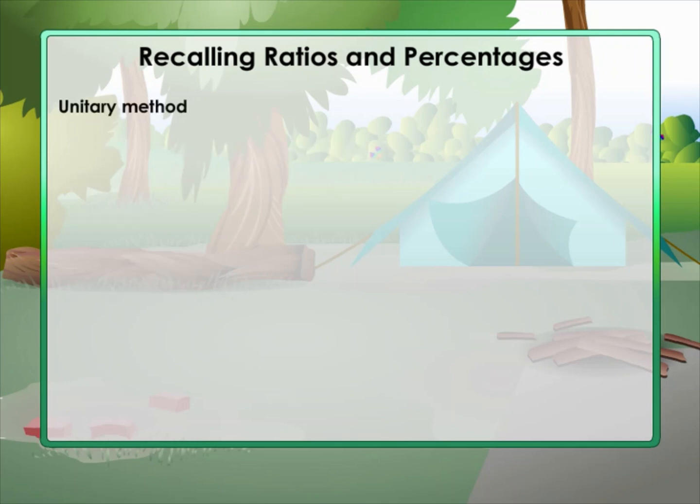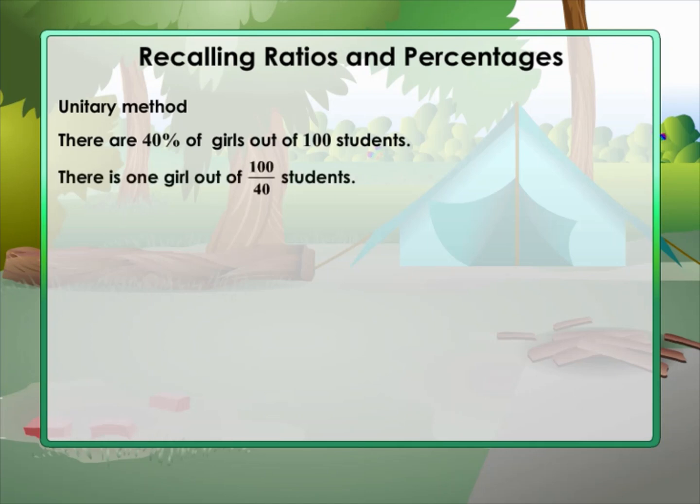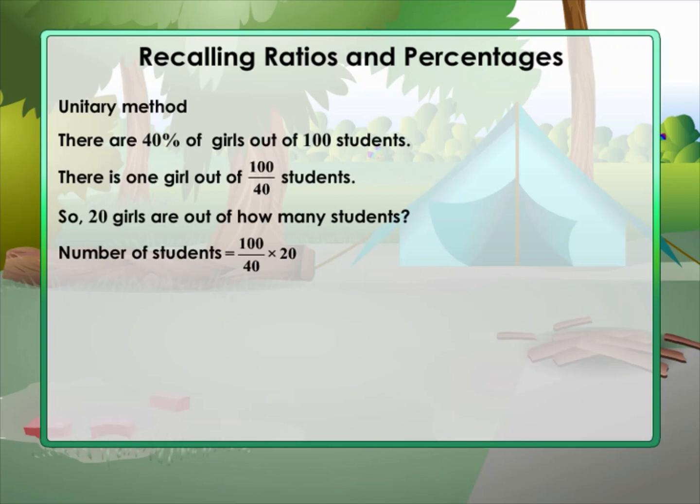You can also find the number of students by the unitary method. There are 40 girls out of 100 students. There is 1 girl out of 100 by 40 students. So 20 girls are out of how many students? Number of students is equal to 100 by 40 times 20. Cancel: 20 times 2 is 40, and 2 times 50 is 100. We get the total number of students equal to 50.